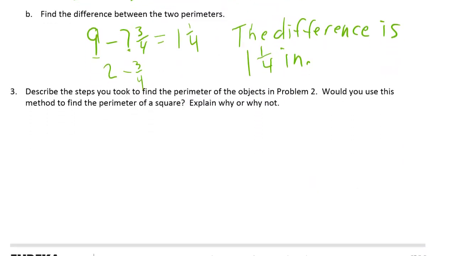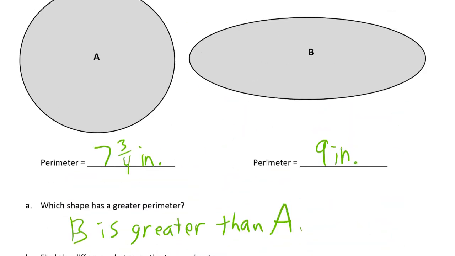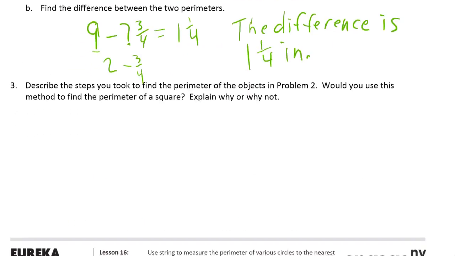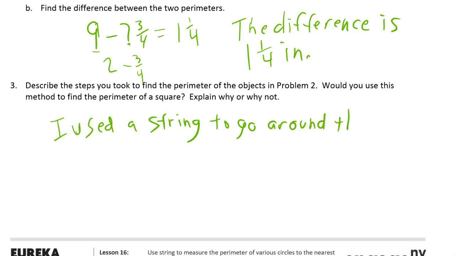Describe the steps you took to find the perimeter of the objects in problem 2. Would you use this method to find the perimeter of a square? Explain why or why not. So, we've answered this question many times before. I'm just going to write the shortest way I can think of to write it. I used a string to go around the outside. And measure the string.